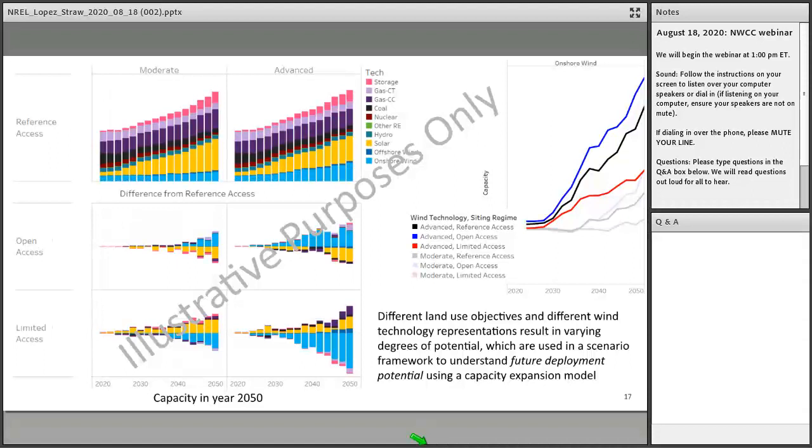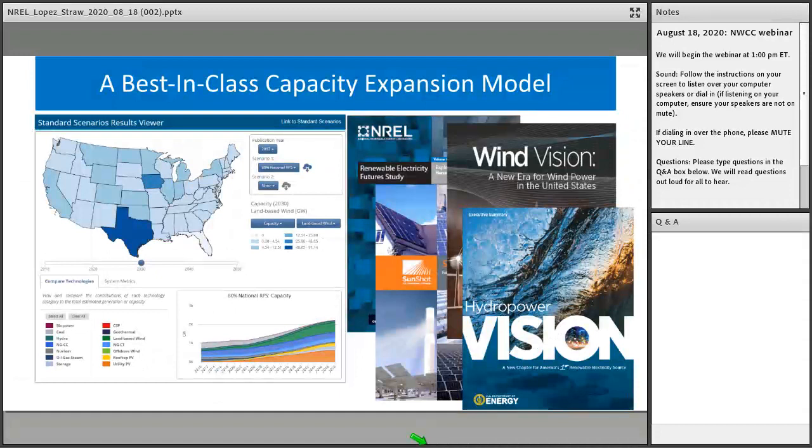Okay, so next I'll briefly walk you through NREL's capacity expansion model so you have a better understanding of how we can actually come to these types of conclusions. So NREL's flagship model is ReEDS. It's a best-in-class capacity expansion model, also open sourced.